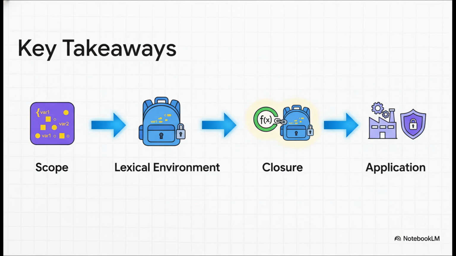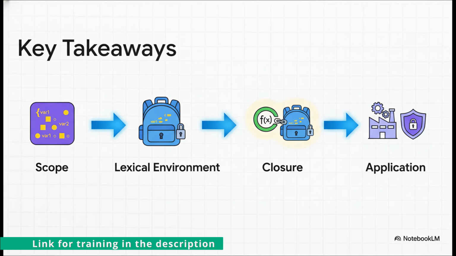Okay, so let's do a super quick recap. Scope is all about where your variables can be seen. The lexical environment is that hidden backpack that holds all those variables. And a closure, that's just a function plus its backpack. And remember, this isn't just academic theory. This is the mechanism that powers awesome, practical patterns like private data and function factories.